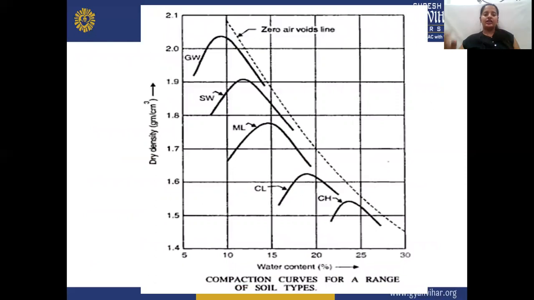So this is the graph for dry density and water content. These are the compaction curves for a range of soil types. We can understand that with different soil types, we have different dry densities along with different amounts of water content.